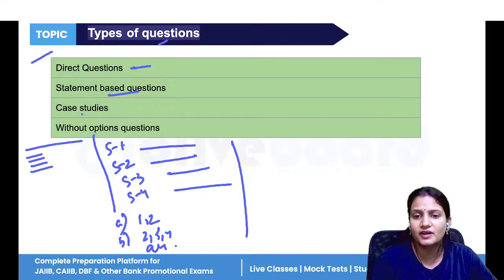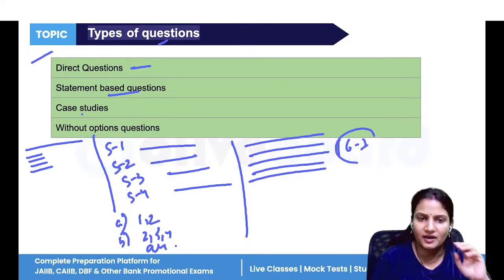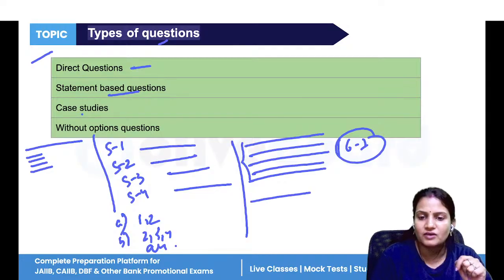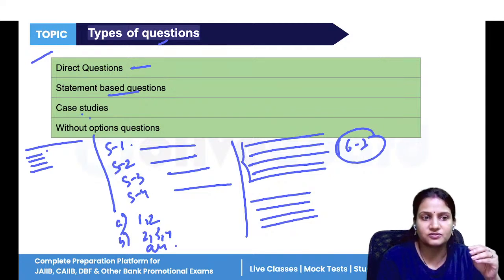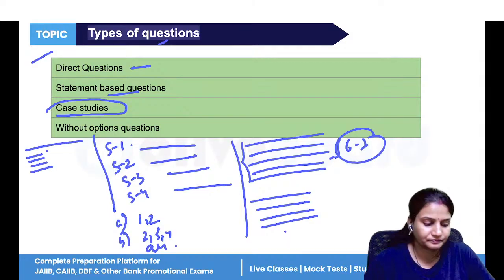Now, what are case study questions? A big paragraph will be given to you, approximately 6 to 7 lines. You have to read this paragraph properly, and on the basis of it, 4 or 5 questions will be put into your exam. These questions may be in the form of statements or direct MCQs also. So you have to first read what the case study is all about.